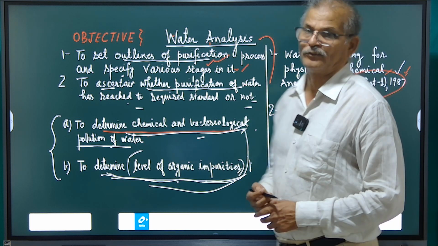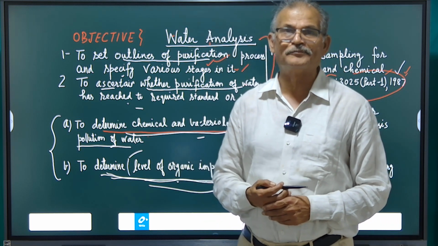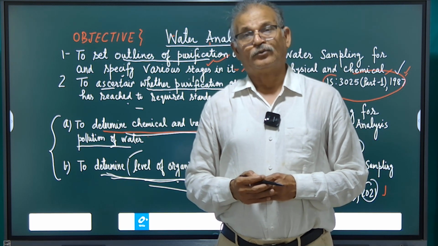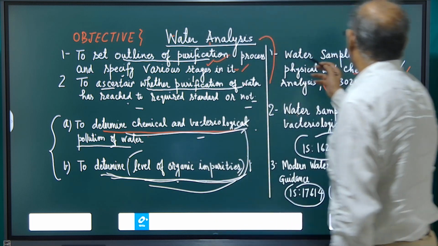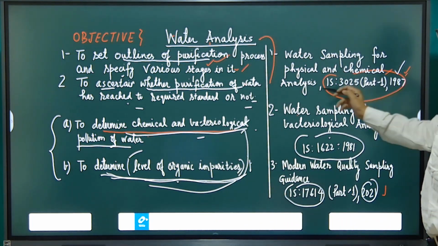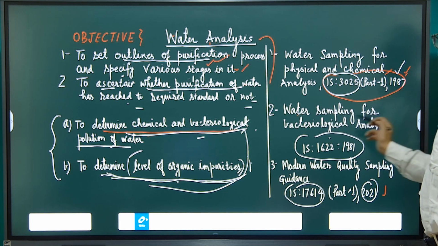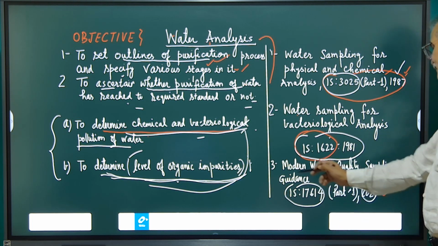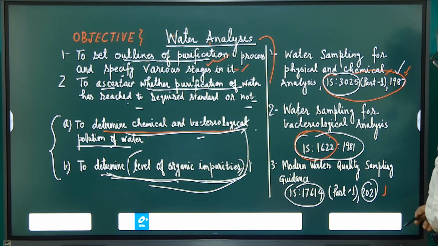For water analysis, we do the sampling in accordance with IS 3025 for the physical and chemical analysis and IS 1622 for the microbiological analysis. Water sampling for the physical and chemical analysis is done in accordance with IS 3025, and water sampling for the bacteriological analysis is done in accordance with IS 1622. Modern water quality sampling guidance is given in IS 17614.